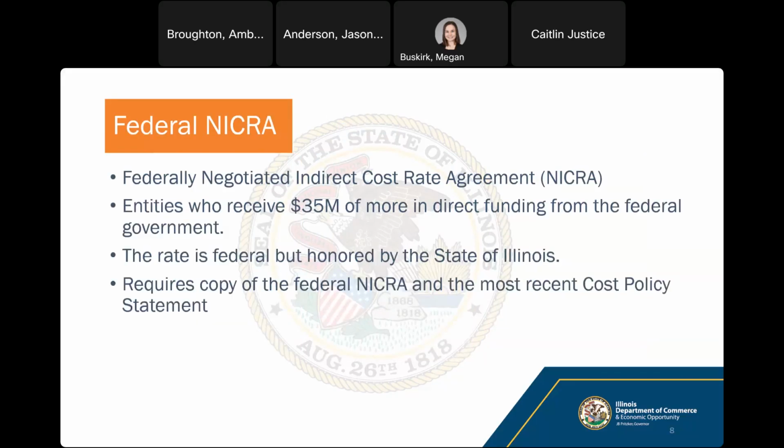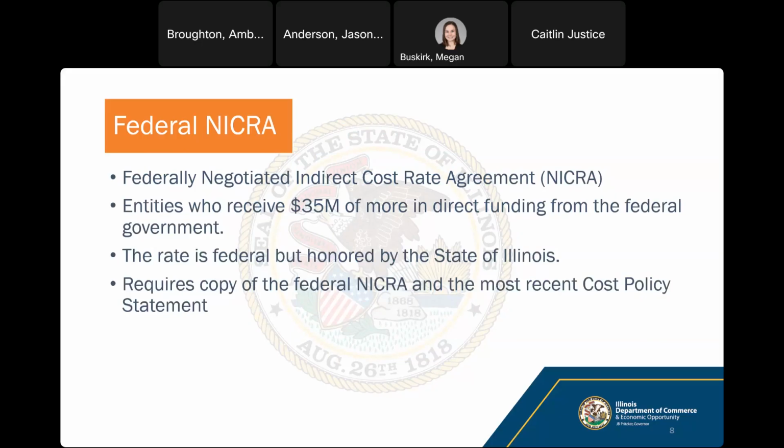Now we're going to go through each of these elections. Federal negotiated rates apply to grant programs in receipt of $35 million or more in direct funding from the federal government. Although the rate is federal, it is honored by the State of Illinois.